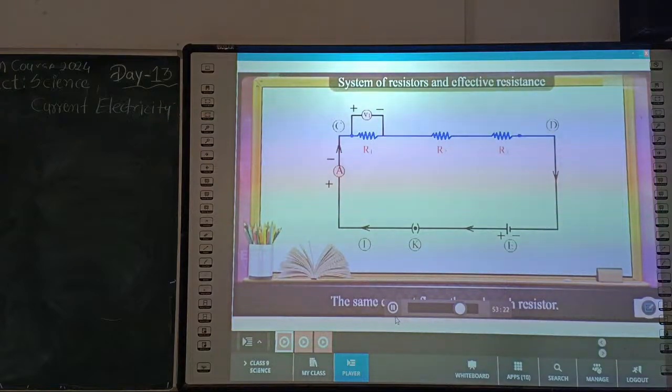1. The same current flows through each resistor. 2. The effective resistance of the resistors is equal to the sum of their individual resistances. 3. The potential difference between the two extremes of the arrangement is equal to the sum of the potential differences across individual resistors. 4. The effective resistance is larger than each of the individual resistances. 5. This arrangement is used to increase the resistance in a circuit.